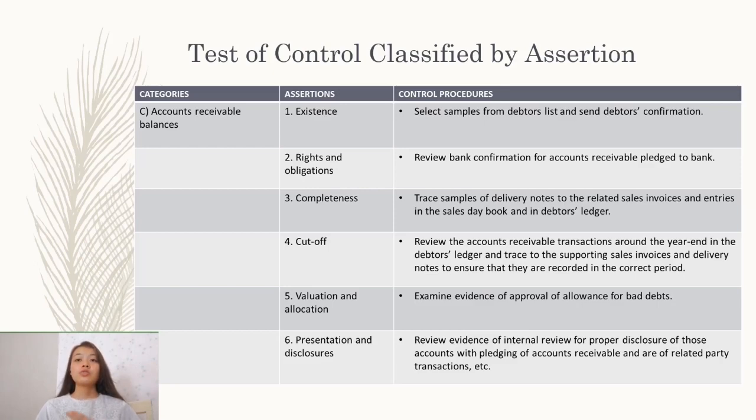Completeness is to trace sample of delivery note to the related sales invoice and entry in the sales day book and debtor ledger. The fourth one is cutoff, is to review the account receivable transaction around the year end in the debtor ledger and trace the supporting sales invoice and delivery notes to ensure that they are recorded in the correct period. The fifth one is valuation and allocation, is to examine evidence of approval of allowance for bad debt.